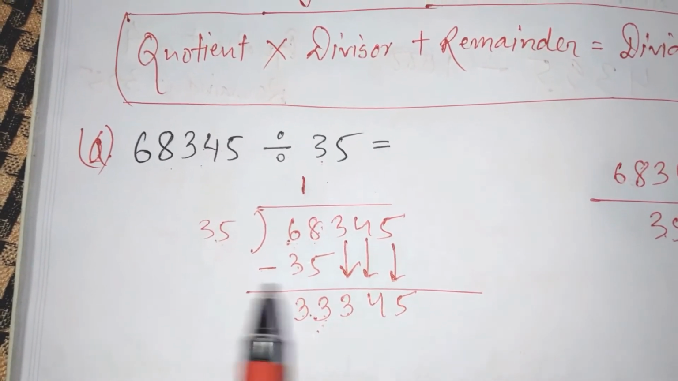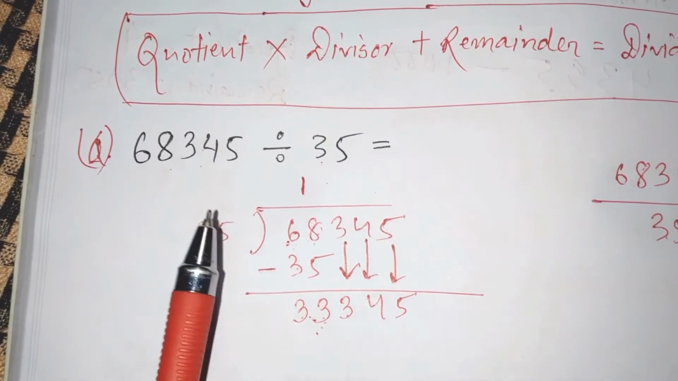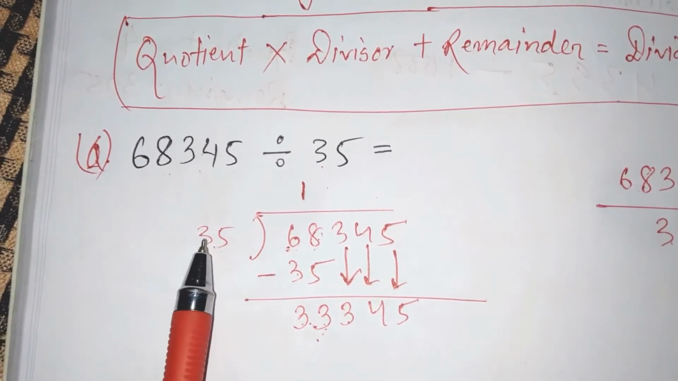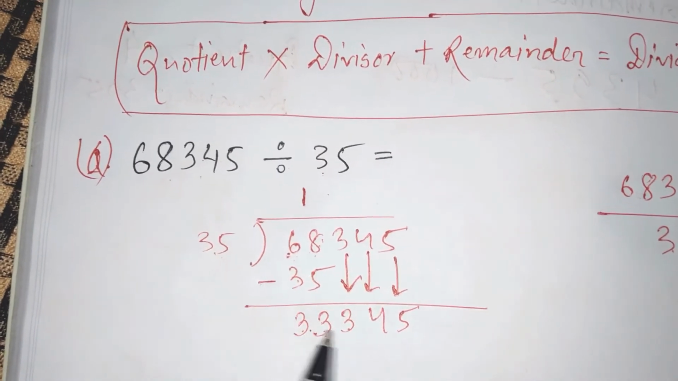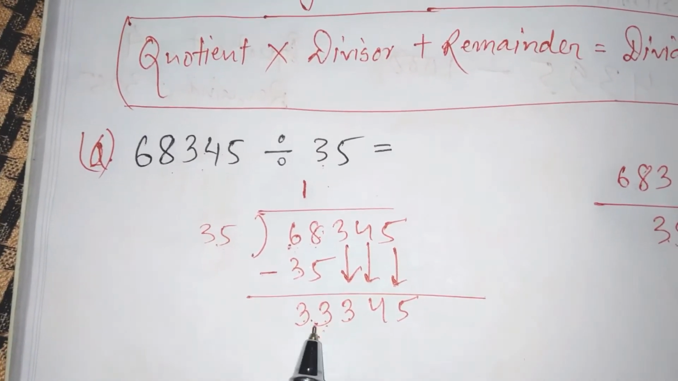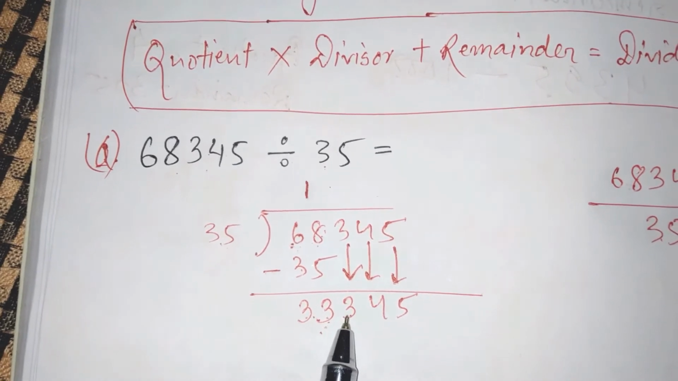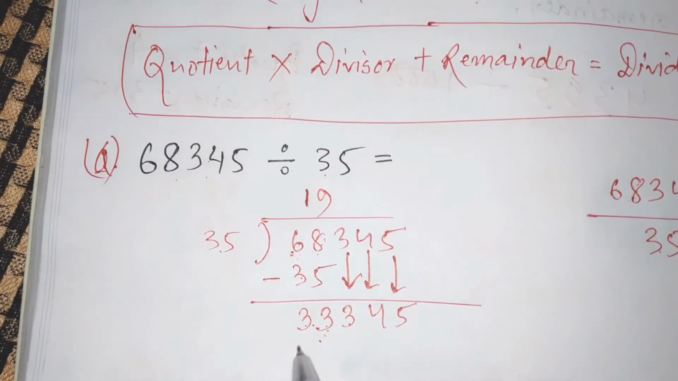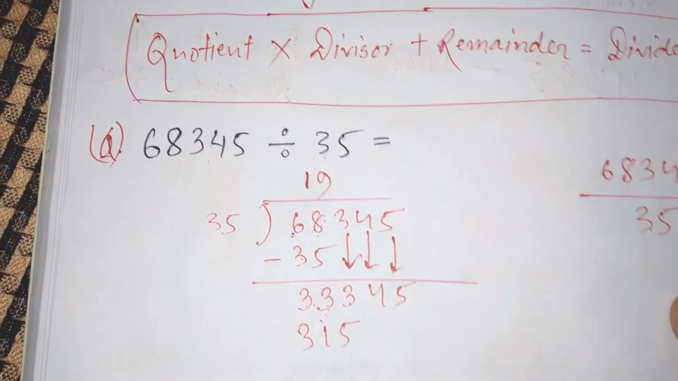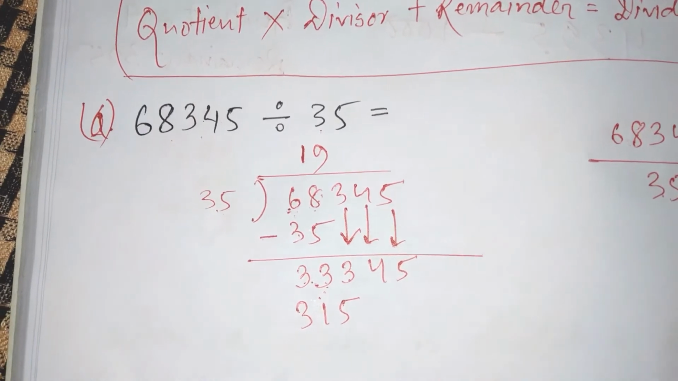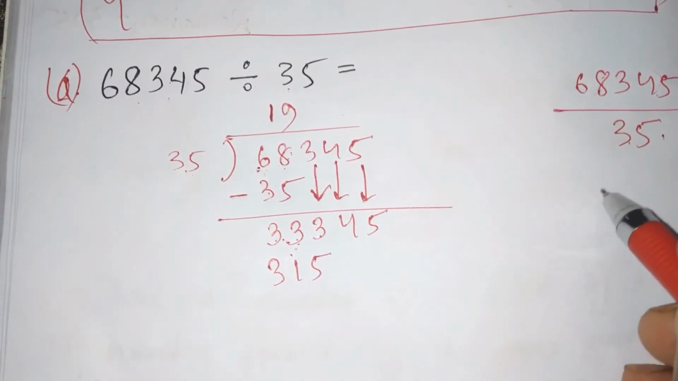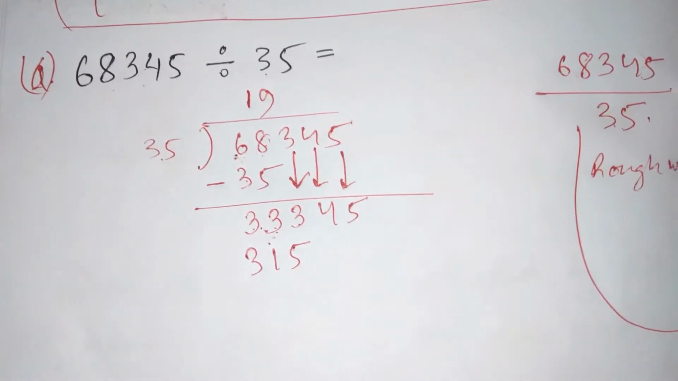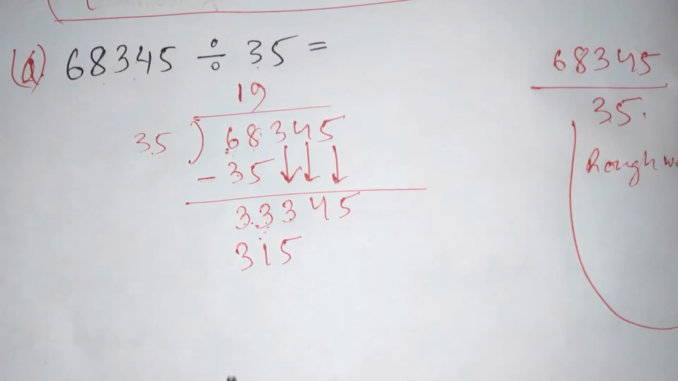So we know 35 into 10 is 350. So if you write 35 into 9, then this will be somehow close to this 333, isn't it? So if I write 35 nines, then you will get 315. So you can multiply it on an extra paper or on the side. Okay, by writing here, you can say rough work, and you can do the other multiplication and all.